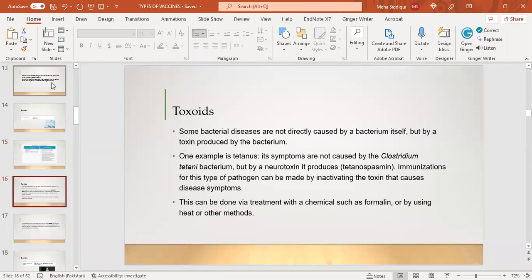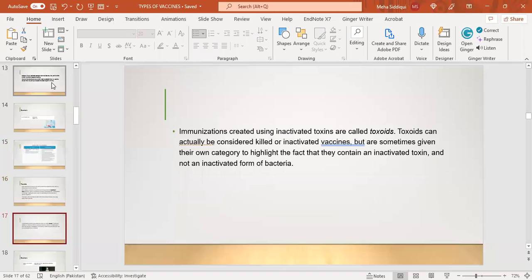Toxoids. Some bacterial diseases, as we all know, are not directly caused by the bacterium itself, but by the toxin produced by the bacterium. Like in tetanus, its symptoms are not caused by the Clostridium tetani bacterium itself, but by a neurotoxin it produces, that is tetanospasmin. So immunizations for this type of pathogen can be made by inactivating the toxin that causes disease symptoms. This can be done by treatment with chemicals such as formalin, or by using heat or other methods. Immunizations created using inactivated toxins are called toxoids.